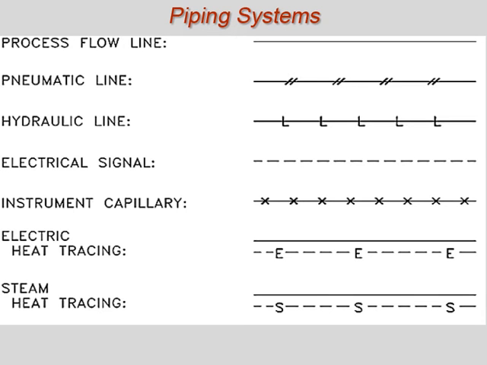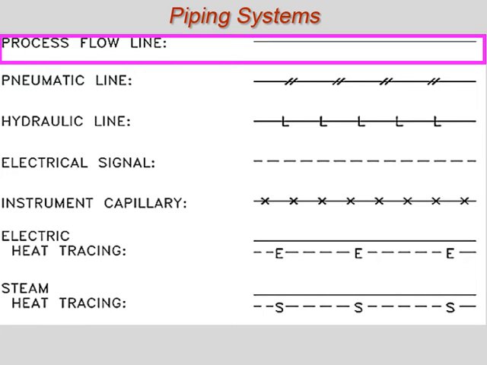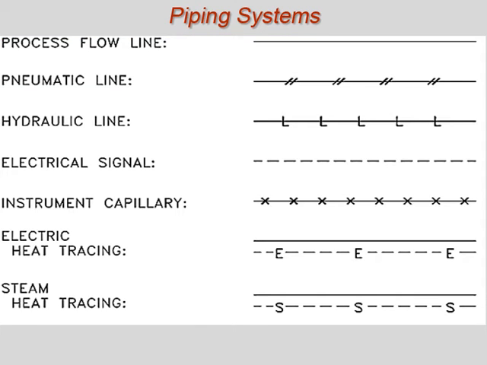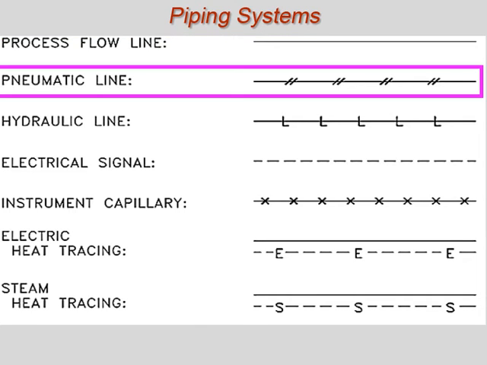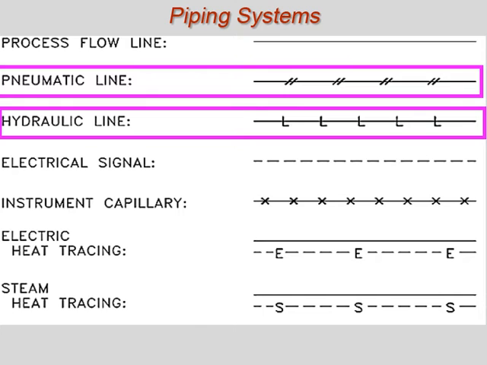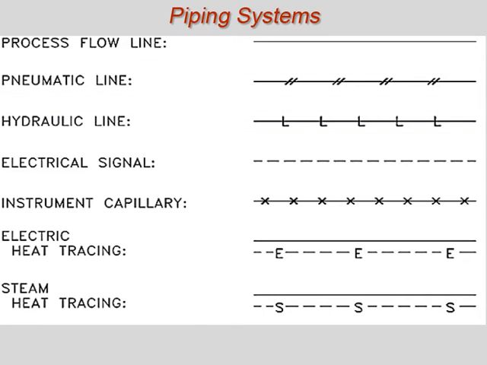P&IDs often depict systems that contain several different types of fluids or signals. For example, a main system process flow line may carry water, while associated auxiliary piping carries compressed air or hydraulic fluid. Additionally, the P&ID will include instrument signals, electrical, and pneumatic. To differentiate between these mediums, different piping symbols are used. This shows several different common piping symbols used to differentiate between piping, instrument signals, and electrical wiring.